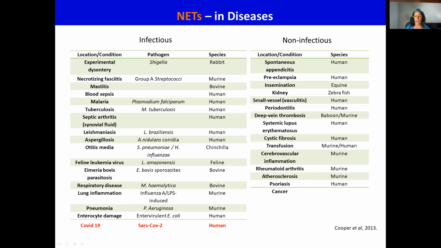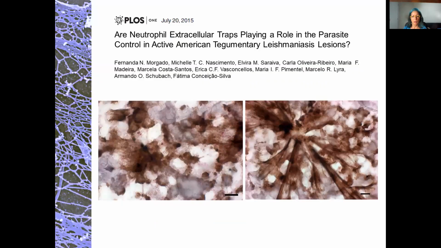That is, you have a class by Robson. There are a lot of papers evaluating the role of NETs in cancer. This is a big issue too. And as I told you, we can see a lot of NETs in the leishmaniasis lesion.